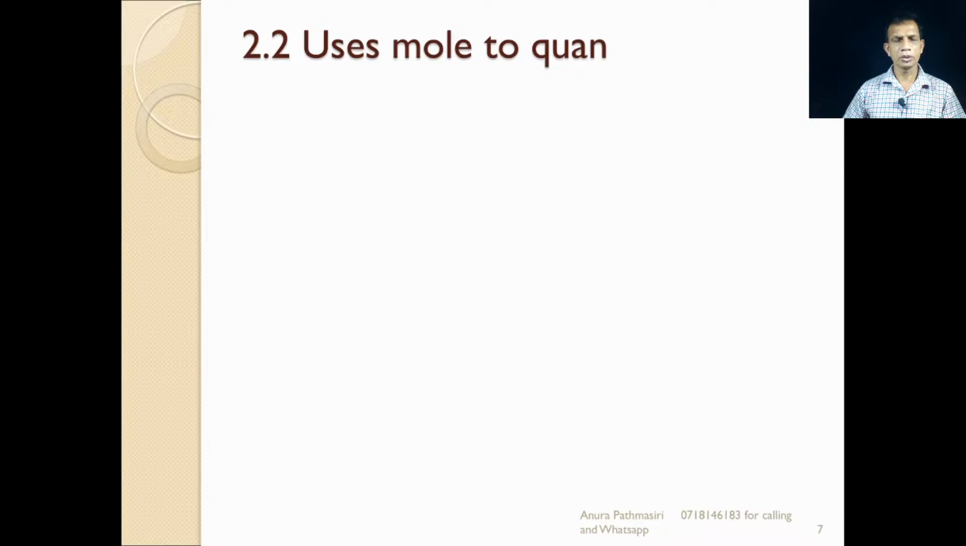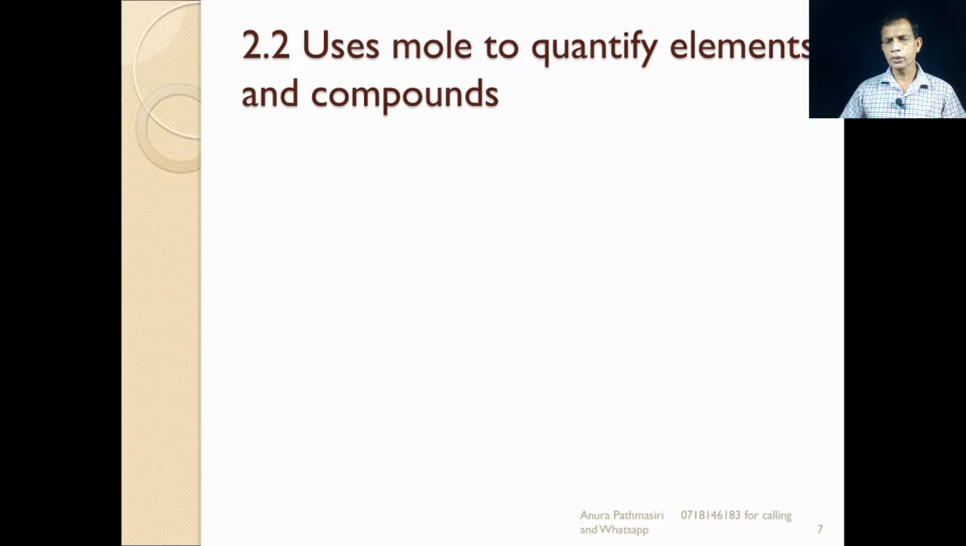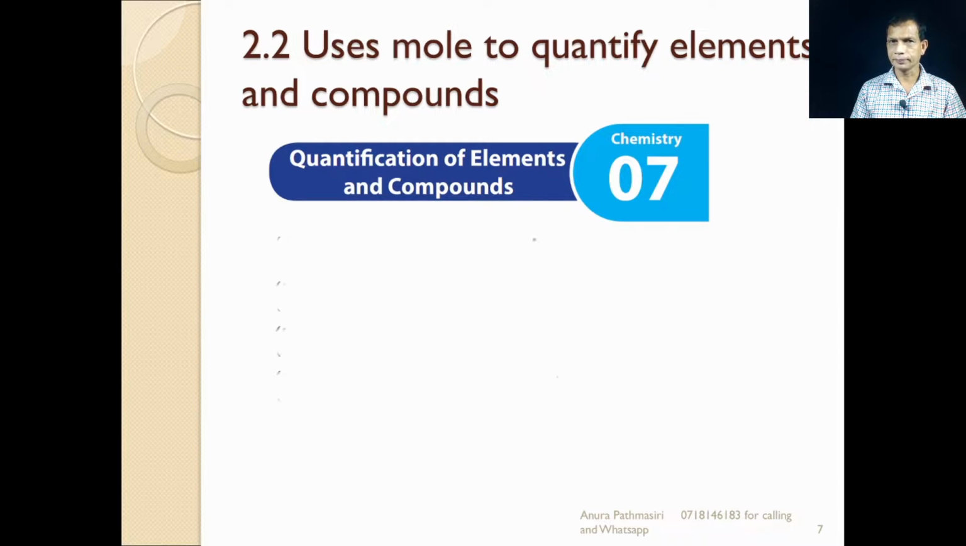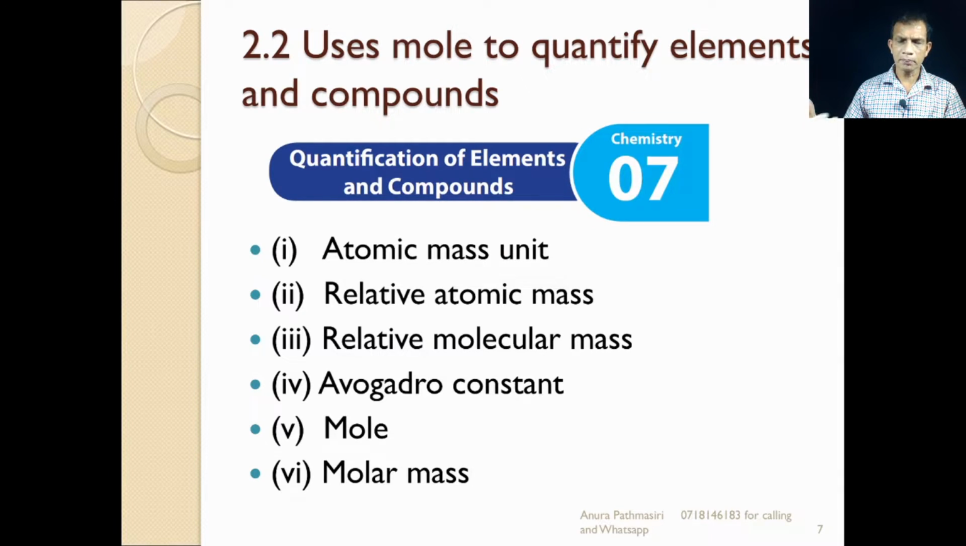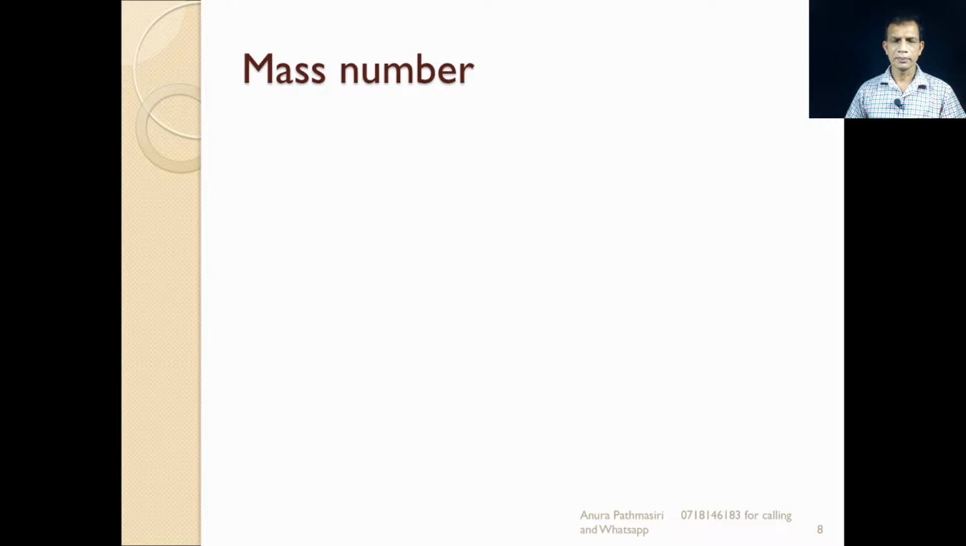Well, what do we have to study under 2.2? Uses moles to quantify elements and compounds. That is Unit 7. Atomic mass unit, relative atomic mass, relative molecular mass, Avogadro constant, mole, molar mass. So these are the areas that you have to study: 1, 2, 3, 4, 5, 6. And the first one, mass number, was covered earlier.